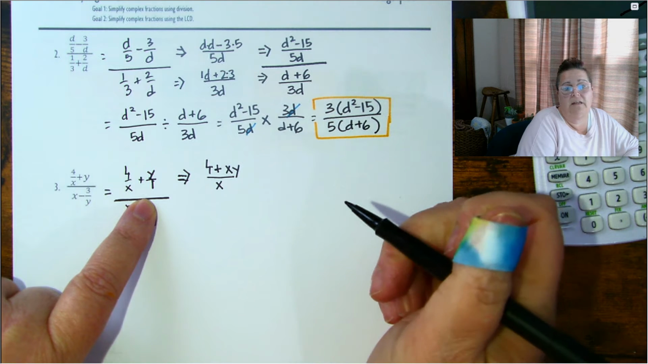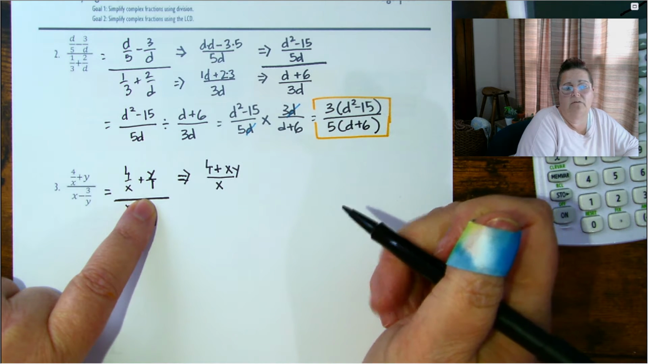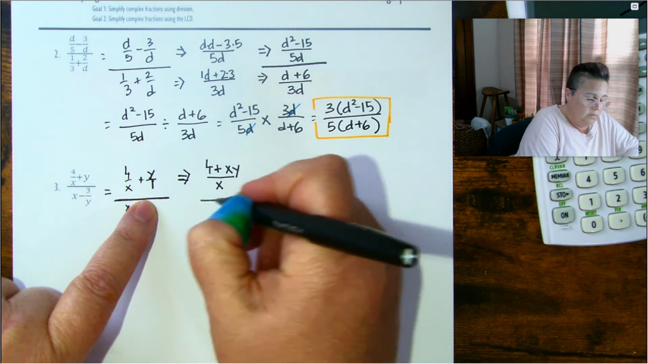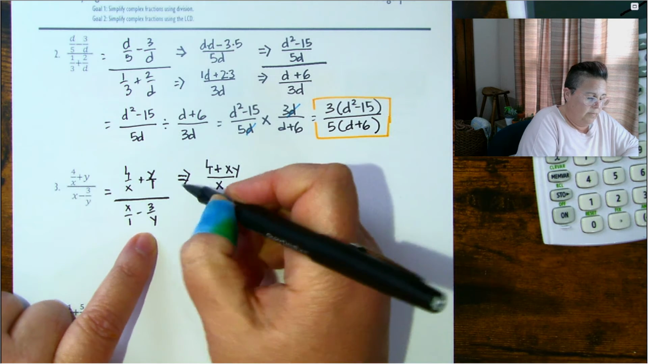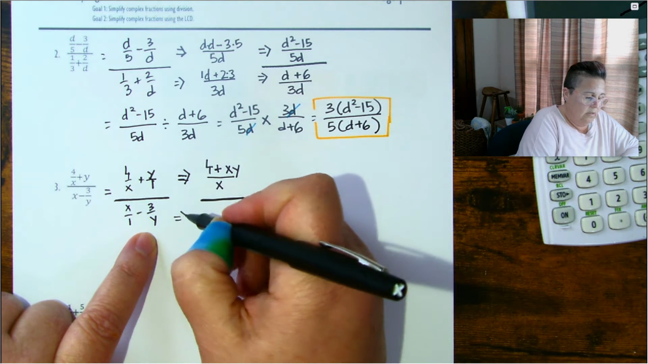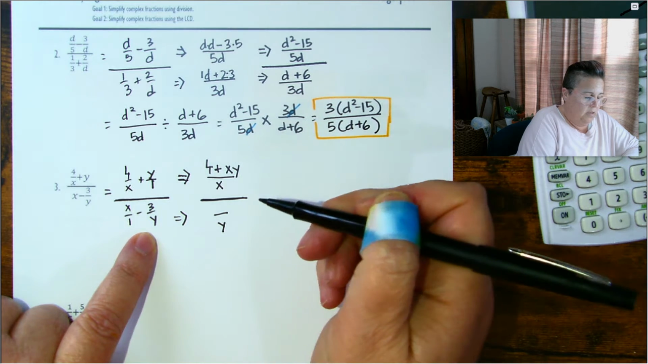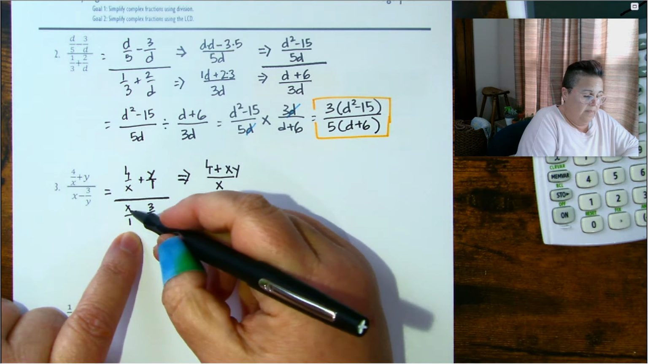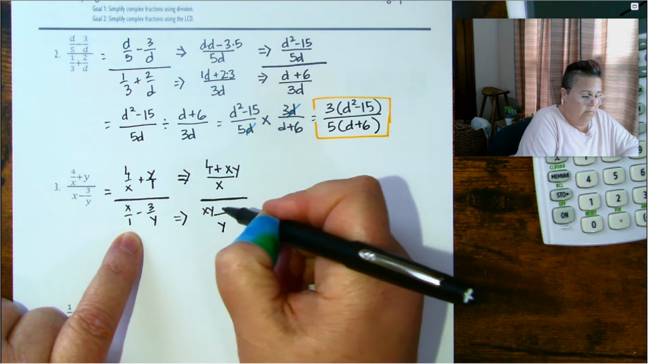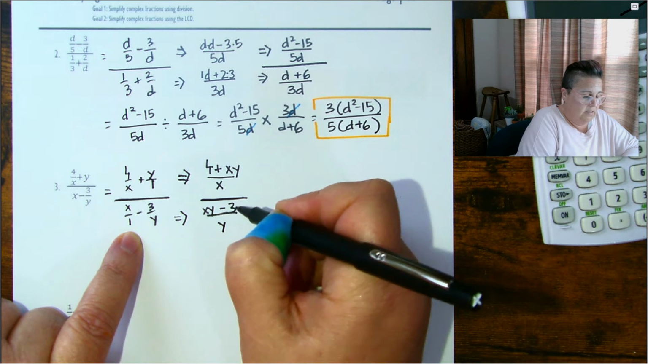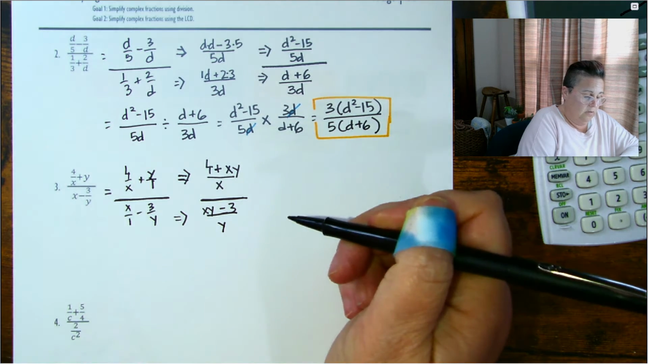Can I simplify that any further? 4 plus xy over x? I cannot. So this is it for that one. What about this one? This one would need a denominator of y. That would be xy minus 3, because that's already over y, that's good.